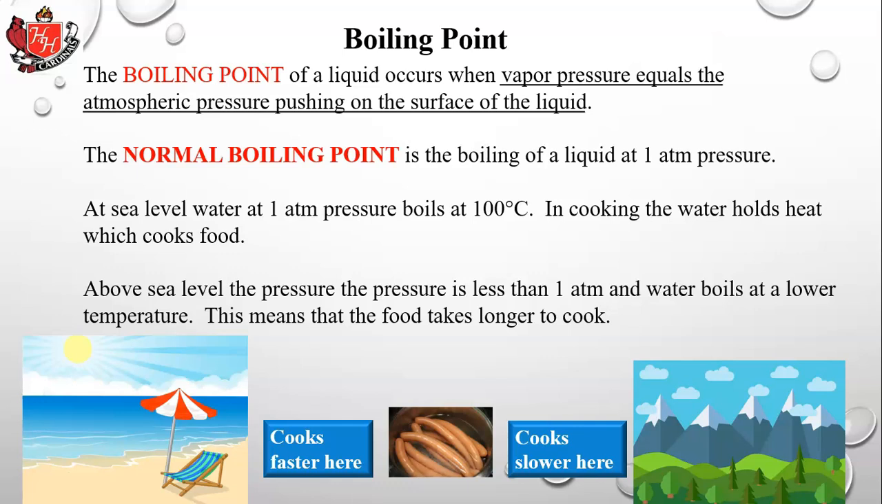Above sea level, so let's say you're up in the mountains, say at 7,000 feet elevation, the pressure is less than 1 atmosphere. Why? Because you have fewer air molecules up high above the earth than you do right down on the surface of the earth. So the pressure is less than 1 atmosphere and the water boils at a lower temperature. This means that the food takes longer to cook. Why is that? So let's be sure we understand that.